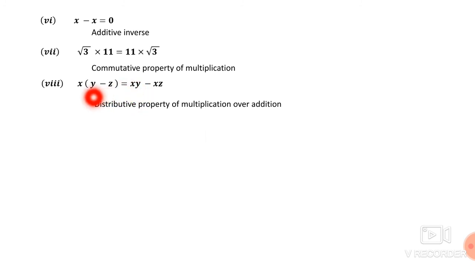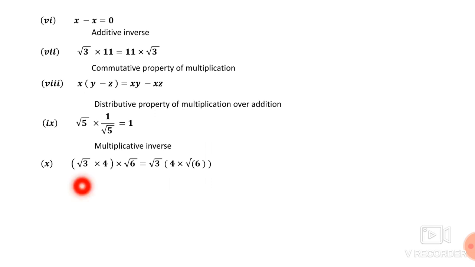This is actually y plus minus z, which has now become y minus z. So the property used here is multiplication over addition. Square root 5 multiplied by 1 upon square root 5 is equal to 1. This is the property of multiplicative inverse, because we have learned that the multiplicative inverse of a number is a number which, when we multiply them, the answer is 1. So the property used here is multiplicative inverse.